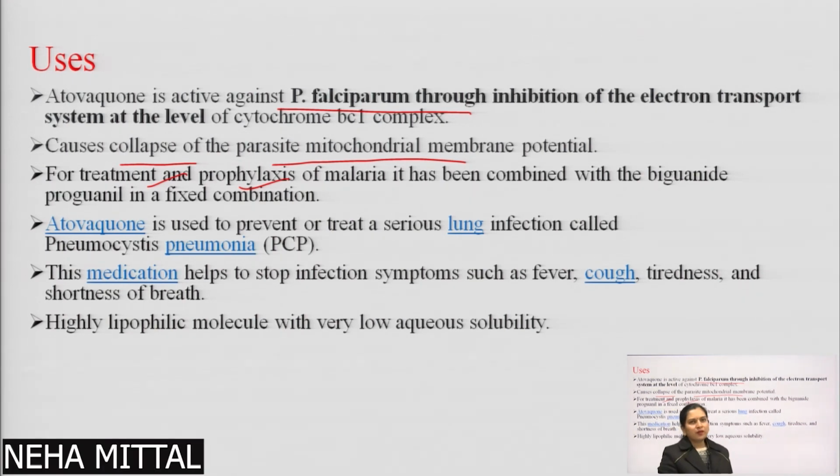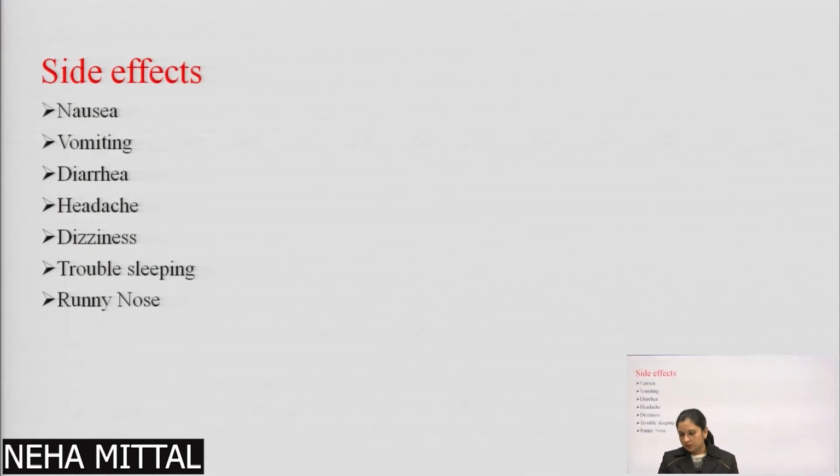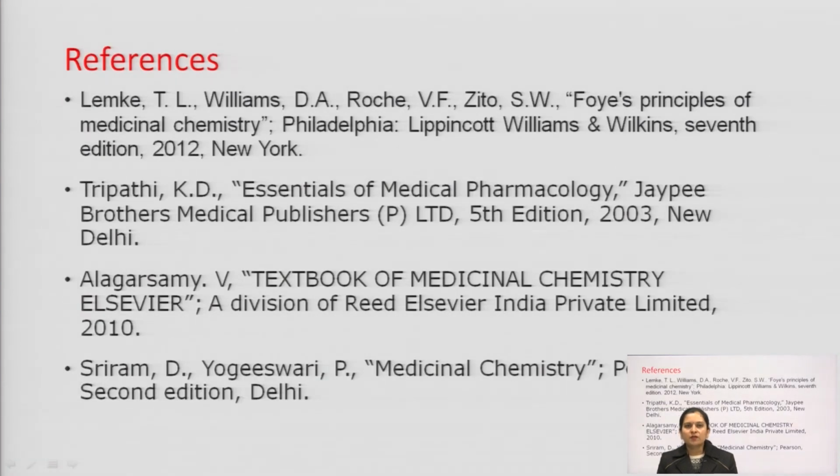So, by this we can understand that it is helpful in treating malaria and is used as an antimalarial drug. Side effects we see are nausea, vomiting, diarrhea, headache and dizziness, which are a few of the side effects seen with these drugs.